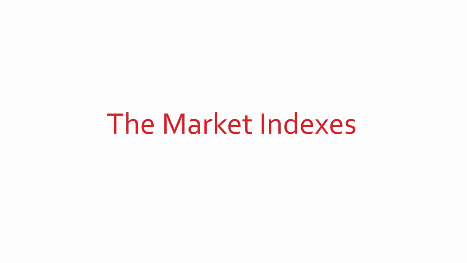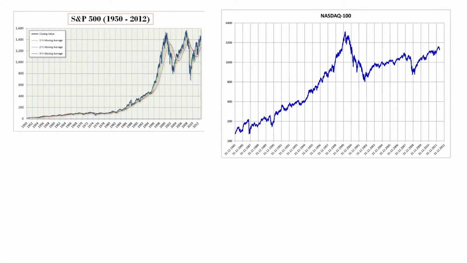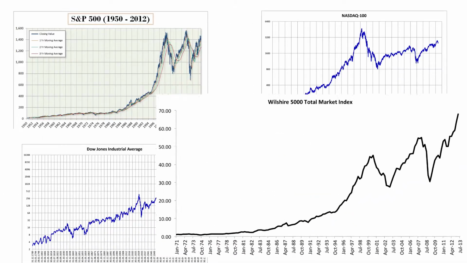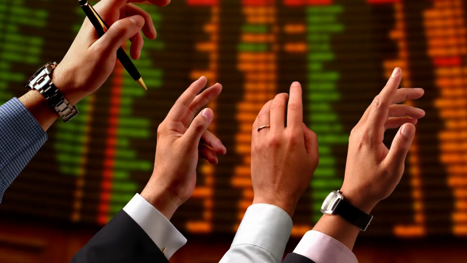Today we will be reviewing the different market indexes. There are more than a few indexes to trade on, but first let's explain what a market index is. The S&P 500, NASDAQ, Dow Jones, Russell, and Wilshire are all examples of a market index. An index tries to provide a representative snapshot that shows the direction that the overall market is headed.